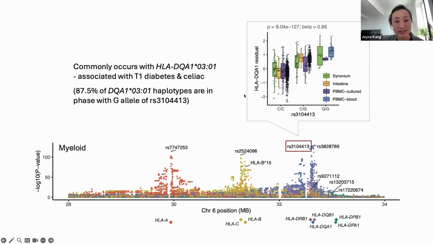Interestingly, this particular variant commonly co-occurs with the HLA-DQA1 0301 allele, which is known to be associated with type 1 diabetes and celiac disease. So it could be that this disease association is tagging a coding effect or a regulatory effect, or both. This variant could be mediated by two potentially different mechanisms.